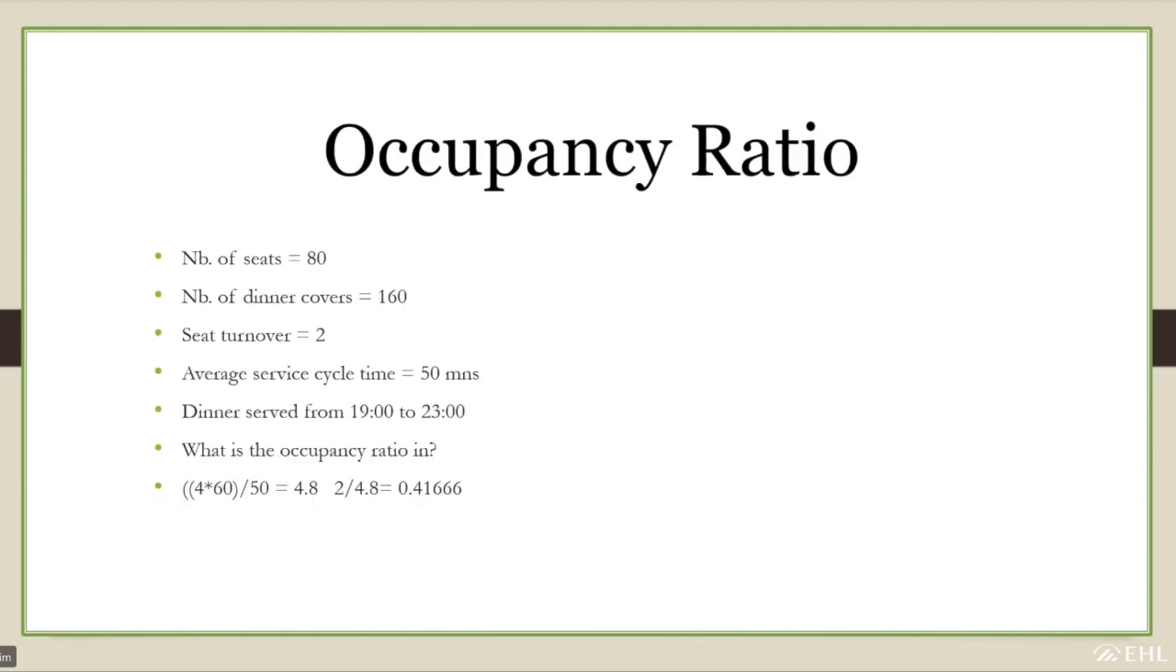Now, occupancy ratio. What we have here is the number of seats is 680. The number of dinner covers is 160. Seat turnover is 2. Average cycle time is 50 minutes, and dinner is served from 19 to 23 o'clock, which means we have 4 hours of dinner service time, which is the 4 here. Then times 60, because we have to calculate it in minutes. Then we divide it by 50, which gives us the 4.8, the perfect cycle time. Then the seat turnover divided by the perfect cycle time gives us 0.416, which times 100 is 41.6%. This gives us the occupancy ratio for this specific time in our restaurant.